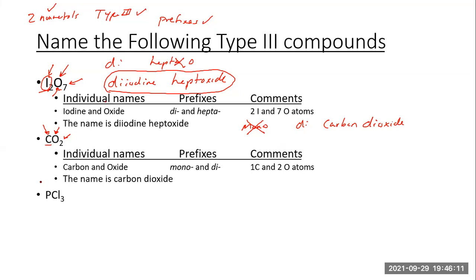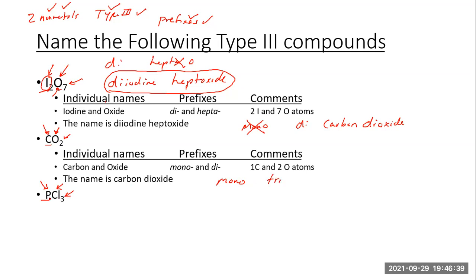Same idea here. We see P, which is phosphorus, which is a nonmetal. We see Cl, which is chlorine, which is a nonmetal. Again, going through our checklist, two nonmetals tells me it's type 3. Type 3 tells me this is the appropriate place to use a prefix. Again, we do see only one phosphorus, which means mono's in play. We do see three of the Cl's, which means tri.